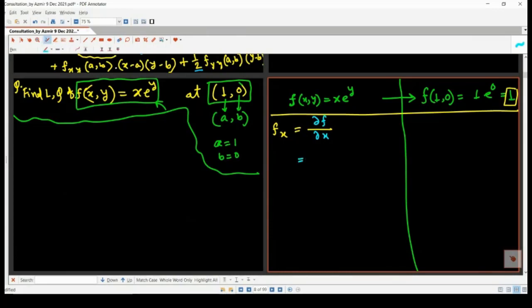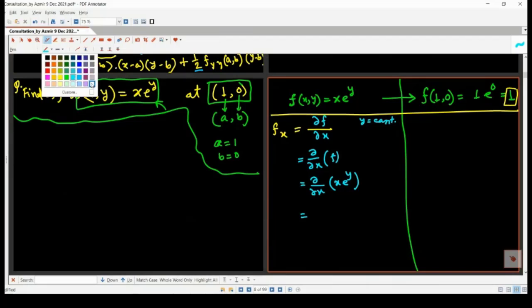We are going to differentiate in terms of x. So remember, y will be constant. I am using the short form of constant, CONT. So d dx of f, that means d dx of x e power y. Since y is constant, e power y will be constant. We can bring e power y before the derivative.